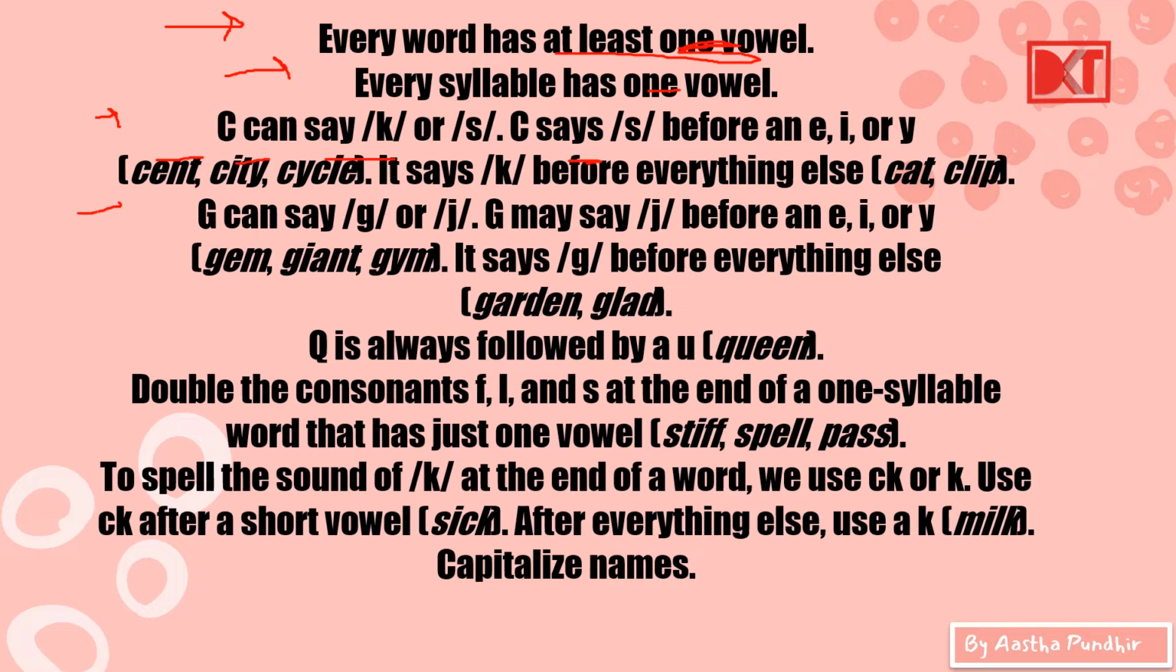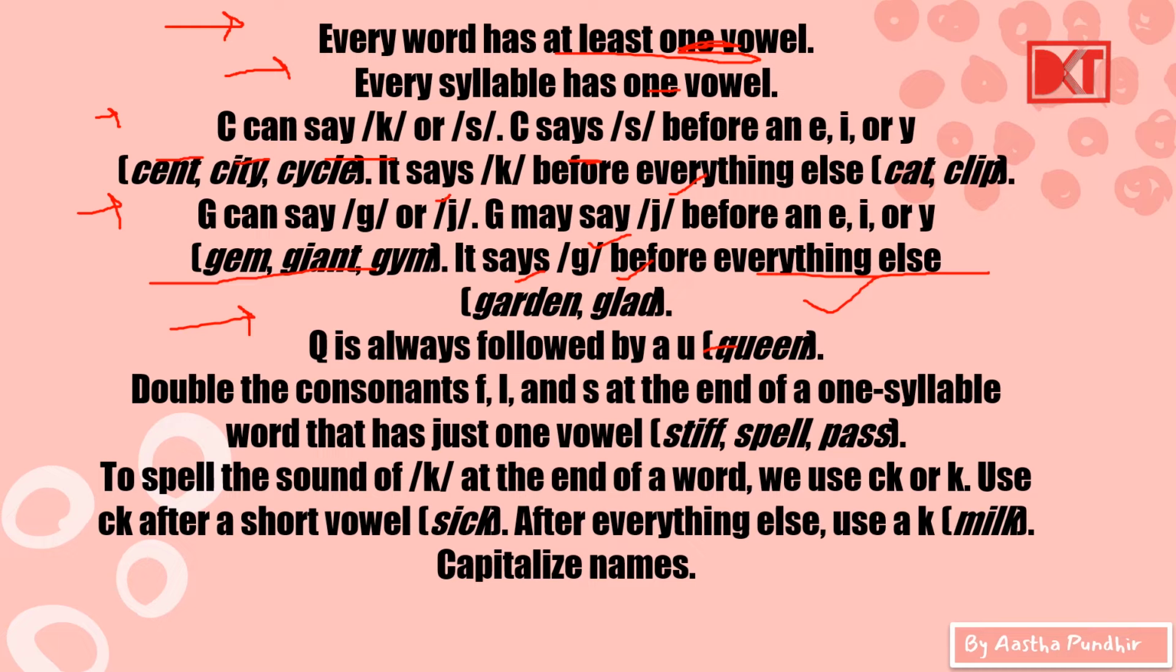Then we have G. It can be said G or the J sound. Now the J sound may be either before an E or an I or a Y, like gem, like giant, like gym. Okay, and it may be the G sound of itself before everything else, like garden, like glad, and anything else. Okay, now here another one. Q is always followed by a U, queen.